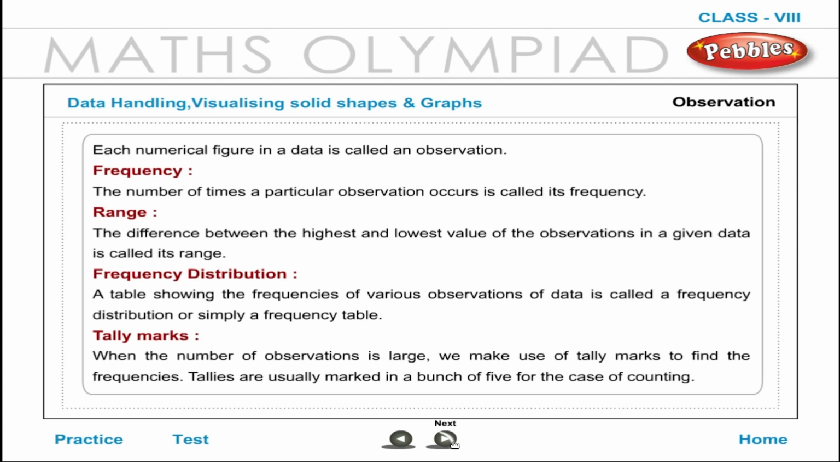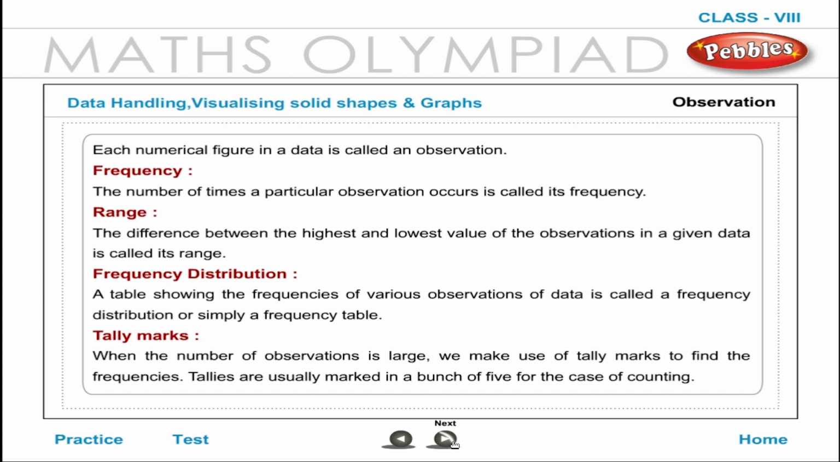Observation. Each numerical figure in a data is called an observation. Frequency. The number of times a particular observation occurs is called its frequency. Range. The difference between the highest and the lowest value of the observations in a given data is called its range. Frequency distribution. A table showing the frequencies of various observations of data is called a frequency distribution or simply a frequency table.